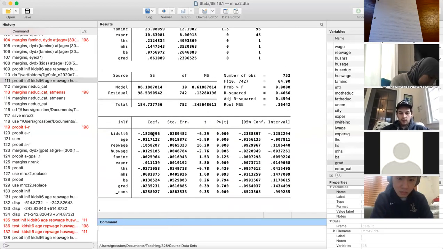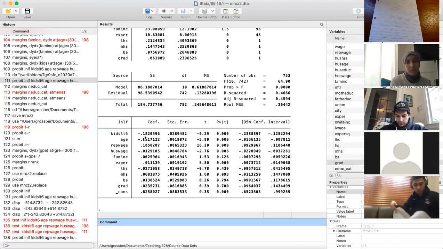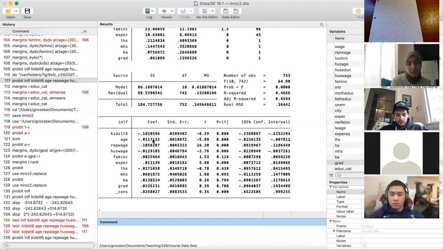All right, so this says that for every additional child in the household less than 6 years of age, that reduces the probability of being in the labor force by about 18%, holding everything else constant. And in this ordinary least squares regression, it's 18% regardless of how old the woman is, regardless of what her family income is. It's a linear estimate, so it's the same regardless of what else is going on in the regression.